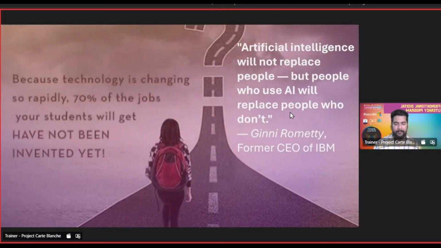We can stop here and go to the next topic tomorrow, which is data science. But one thing before we stop today: artificial intelligence will not replace people, but people who use AI will replace people who don't. This is from the former CEO of IBM. So AI is becoming a very crucial part of our daily lives, and we should adapt to it.